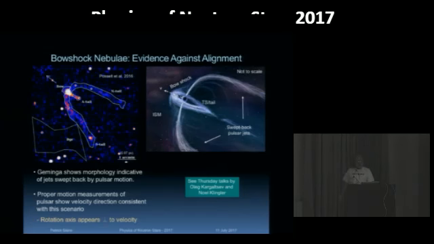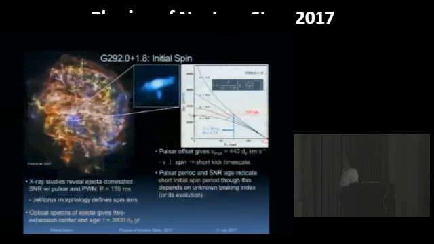So this seems to be another clear case of the spin axis and the proper motion not being aligned, in fact, quite unaligned in that particular case.